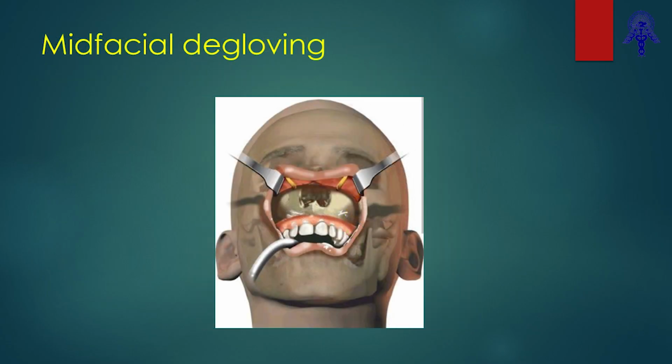Then another very important incision is midfacial degloving. This incision is important because it doesn't create any scar mark over the face. So we have to give one incision in gingivolabial and gingivobuccal surface. It starts from the first molar of one side and goes up to the first molar of the other side. Then we have to give incision in the nasal cavity. One incision is transfixion incision at the caudal end of the septum.